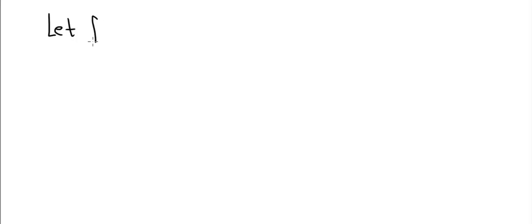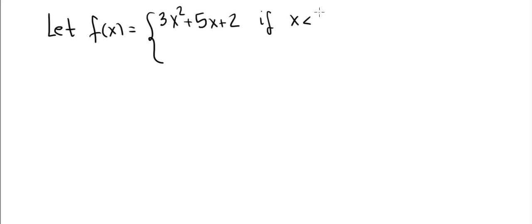Let f of x be a piecewise function defined by three parts. The first part is 3x squared plus 5x plus 2, and this is if x is less than 1. The second part, 2x squared plus 6x plus 2, if x is greater than 1, and then 12 if x equals 1.